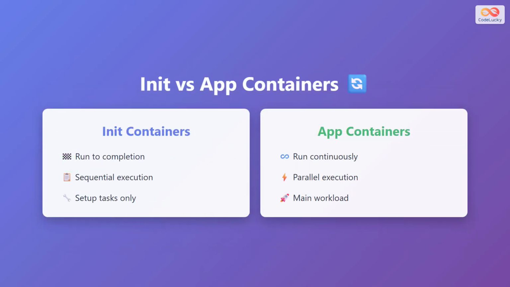Let's understand how init containers differ from app containers. Init containers run to completion, meaning they execute their task and exit. They run sequentially, one after another. And they're designed for setup tasks only. In contrast, app containers run continuously throughout the pod's lifecycle. They execute in parallel with each other, and they handle the main workload of your application.